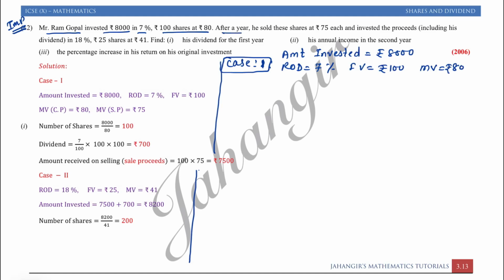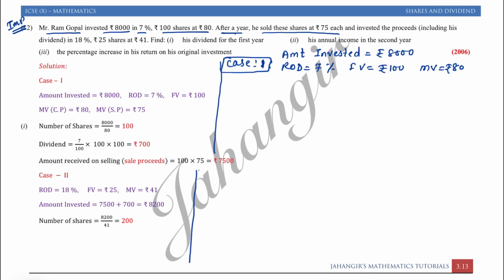So after a year, he sold these shares at rupees 75 each and invested the proceeds, including his dividend, in 18%, 25 rupees shares at rupees 41. So first you have to find the dividend in the first year.